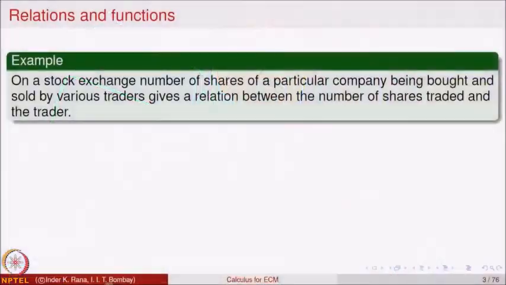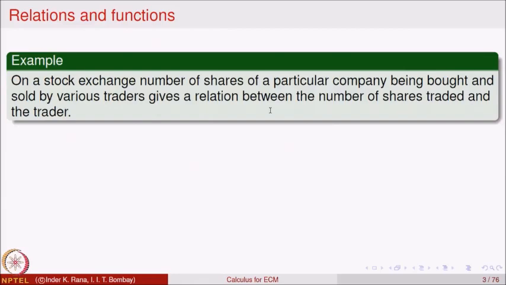in mathematics. So, let us start with looking at an example of a scenario, that of a stock exchange. We know that on a stock exchange shares are bought and sold, and the persons who buy the shares are called traders, and the activity of buying and selling is called trading of shares. So, the scenario is that on a particular stock exchange shares of a particular company are being bought and sold by a certain set of traders.